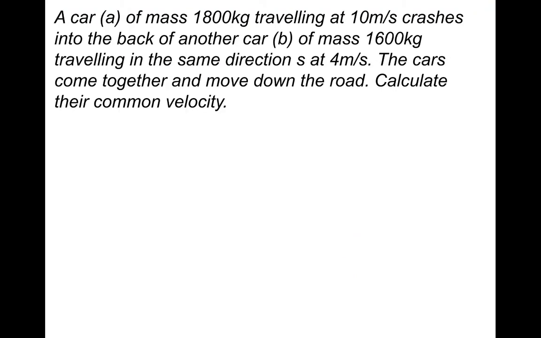So we've got one more question for you to attempt. A car A of mass 1,800 kilograms traveling at 10 meters per second crashes into the back of another car, car B, of mass 1,600 kilograms traveling in the same direction at 4 meters per second. The cars come together and move down the road. Calculate their common velocity. So if you want to have a go at this one, similar to the ones we've just done, hopefully you're getting the hang of this now. And then I'll take you through the answer.